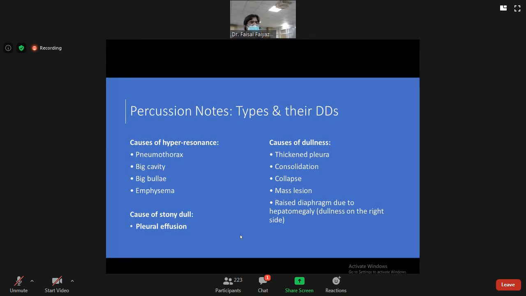So, percussion notes, their types and their differential diagnosis. One is a hyper-resonant percussion note. Causes: pneumothorax, big cavity, big bullae, emphysema. Cause of stony dull percussion: pleural effusion. Causes of a dull percussion note: thickened pleura, consolidation, collapse, mass lesion, raised diaphragm due to hepatomegaly, because there is dullness on the right side, where the liver is in general.